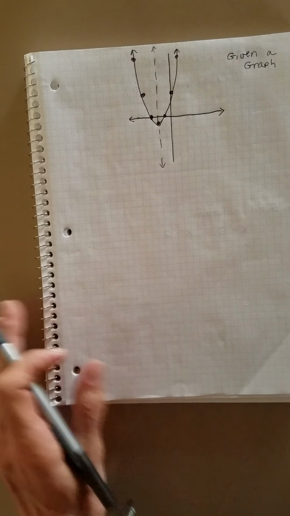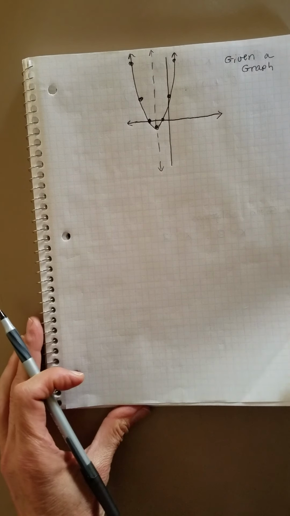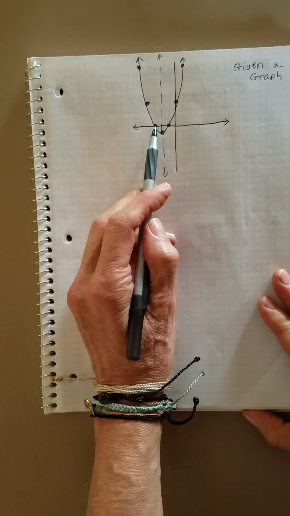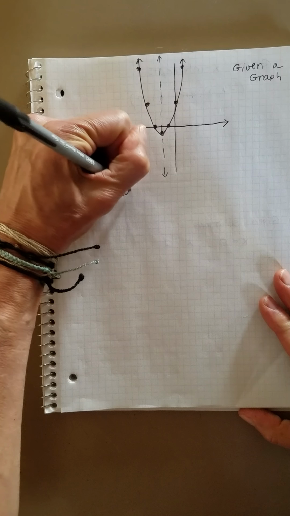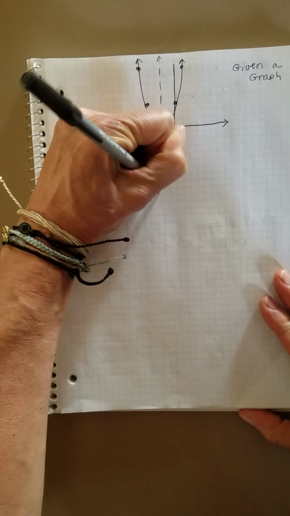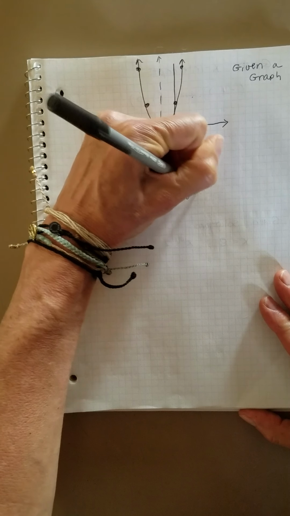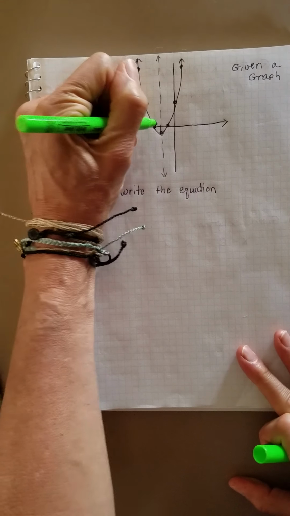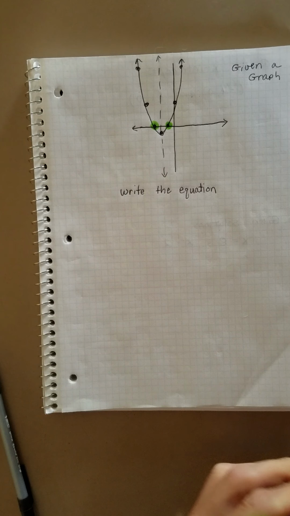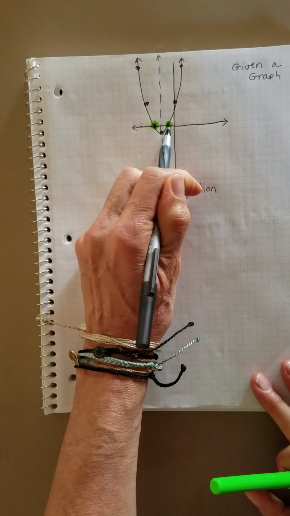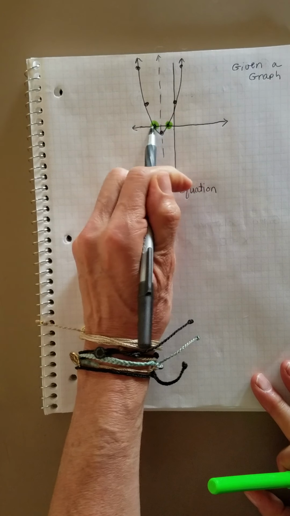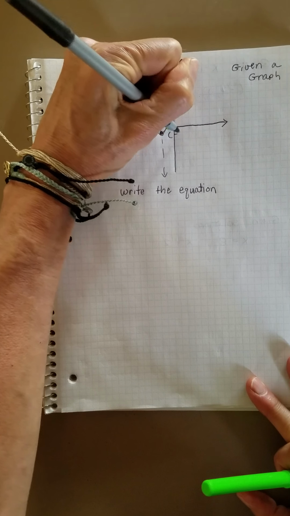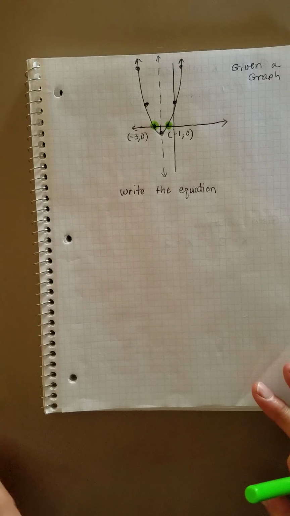So today let's work backwards. Let's say that we're given a graph of a quadratic, and we are going to write the equation given the graph. Step number 1, we need to identify our solutions. Where does my graph cross the x-axis? It does so at these two places. This looks like -3, 0, and this is -1, 0. So I write down those two points.